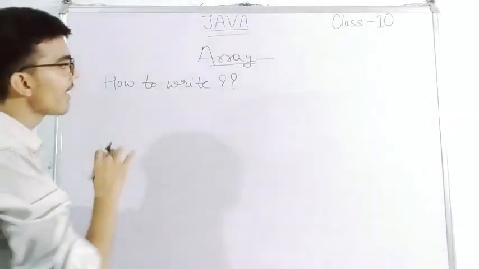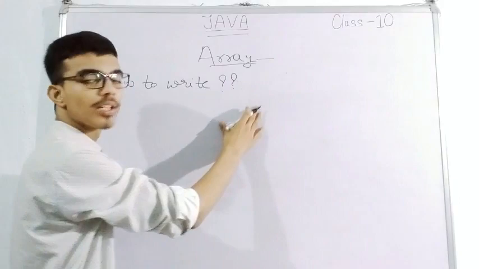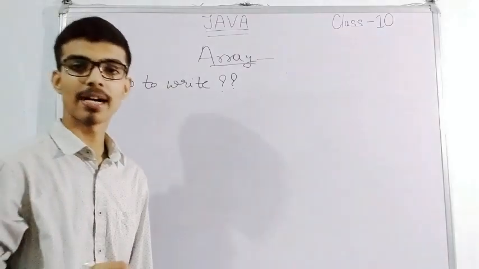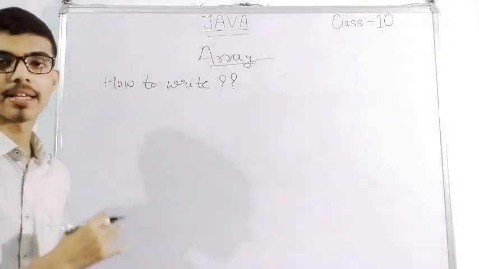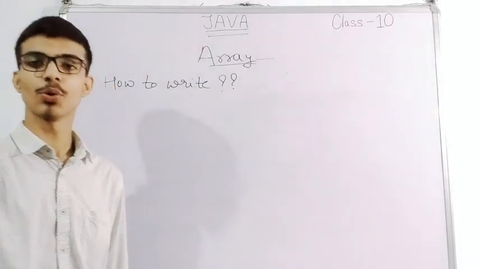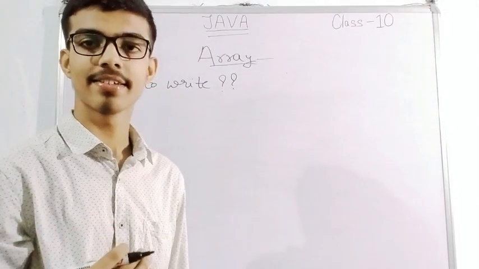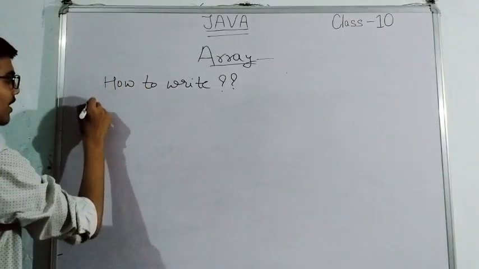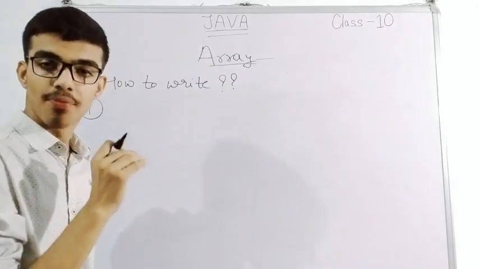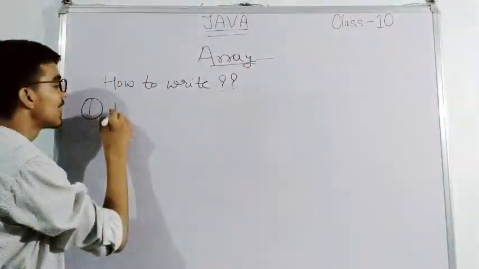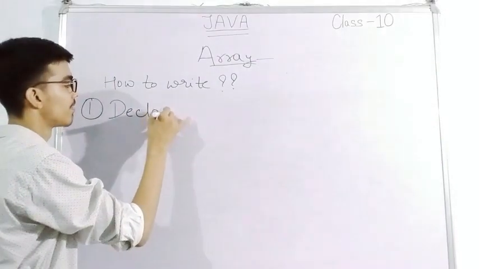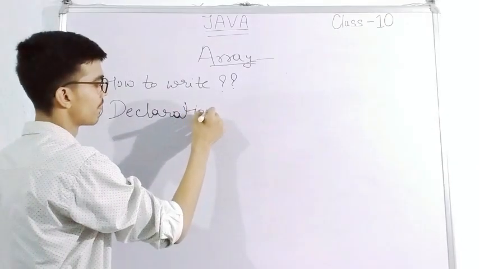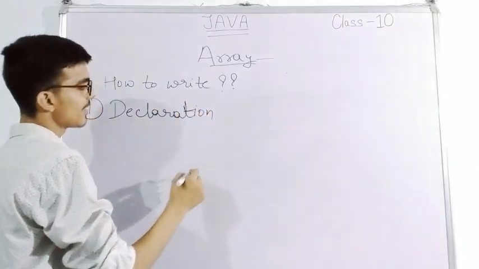So we'll start. As I have said all the things about array, now you will think that all the things are okay, but how to write the program in this array? So today we'll know the simple and basic things about this array. So let's start. First thing, what we have to do, first we'll do declaration.